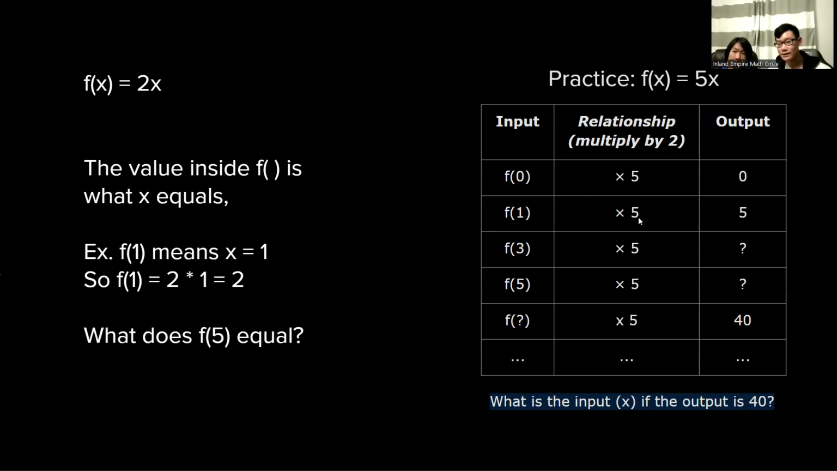And f of 1 would equal 5, because, oh, wait, never mind, sorry. To clarify, the table that we're using on the right here is f of x equals 5x. It's not f of x equals 2x. It's a different function. So again, 1 times 5 equals 5. So that's why f of 1 equals 5.